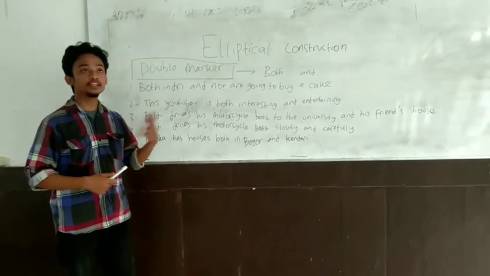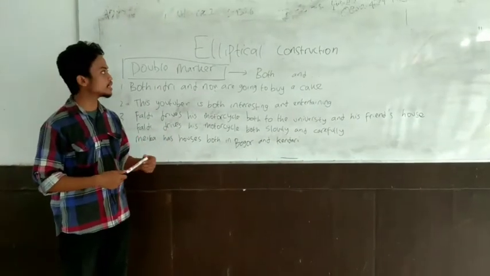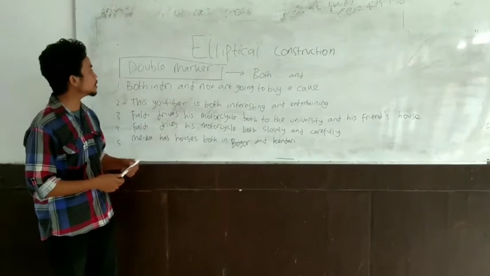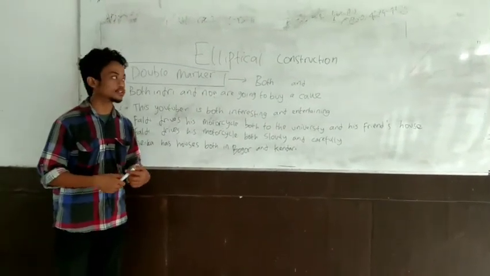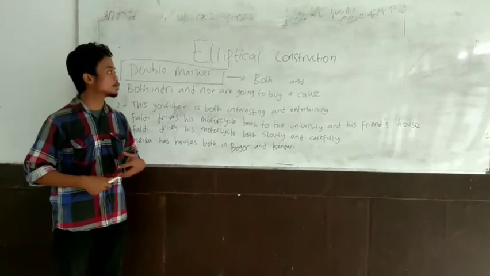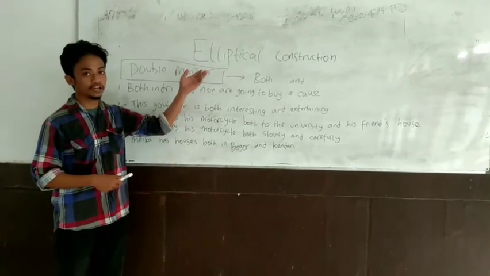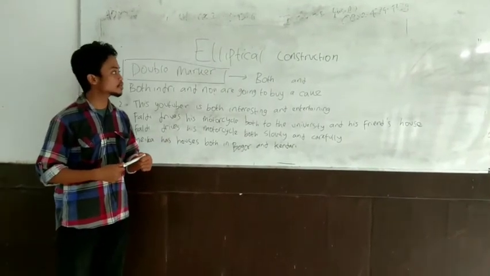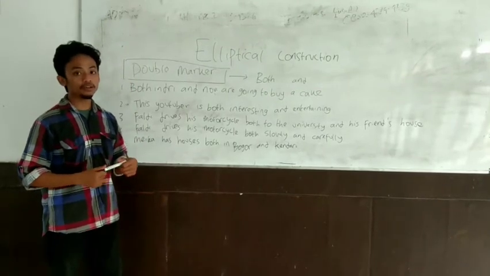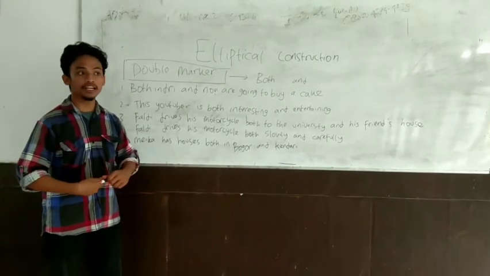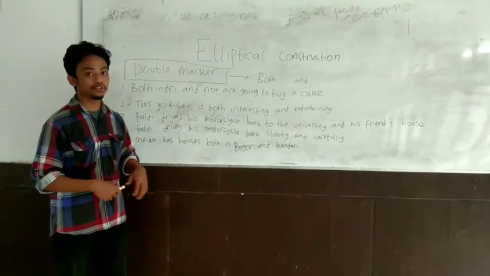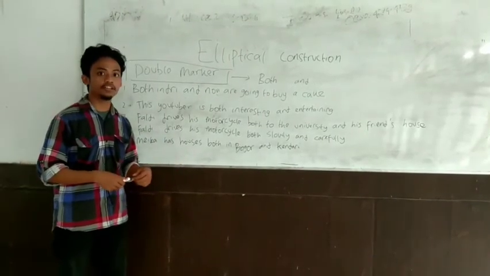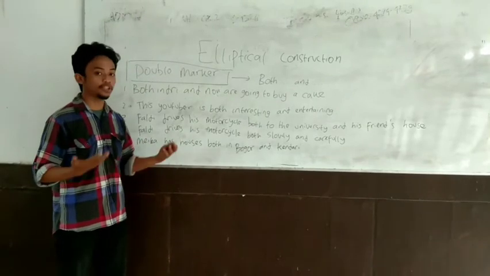I'm going to explain to all of you regarding elliptical construction, specifically double markers and also one of two actions. But before getting further, I'm going to explain to all of you what elliptical construction actually means. Elliptical construction, known as ellipsis, refers to leaving out some words which are not necessary in order to prevent repetition.